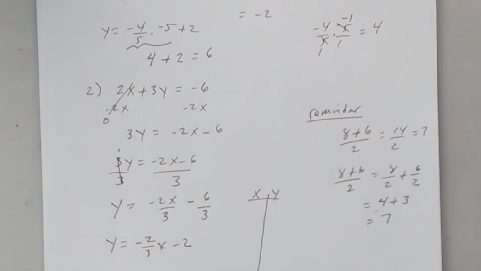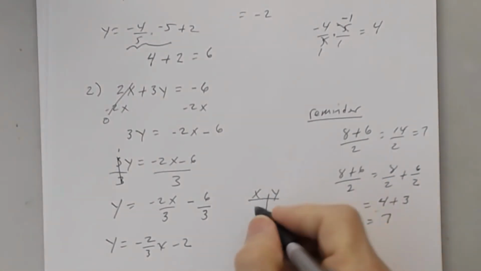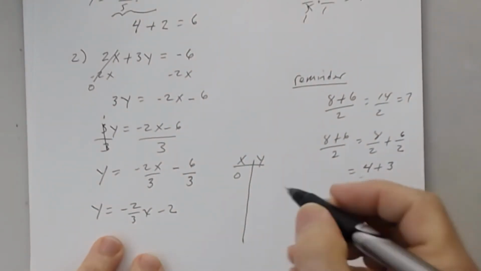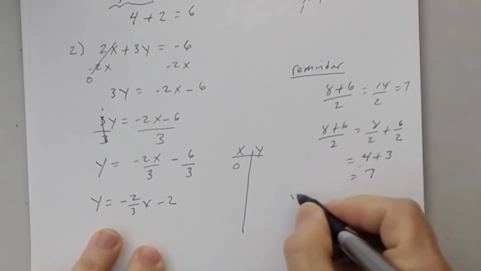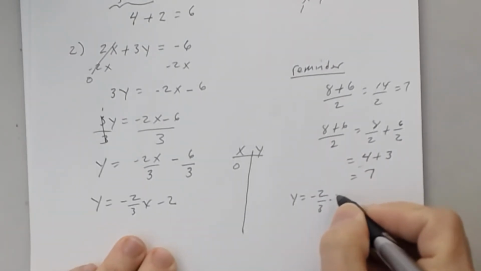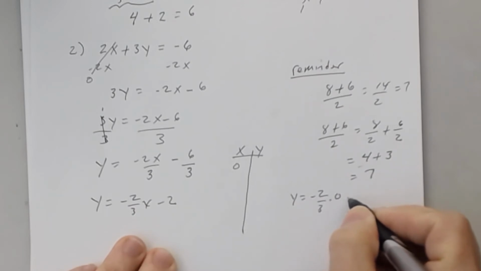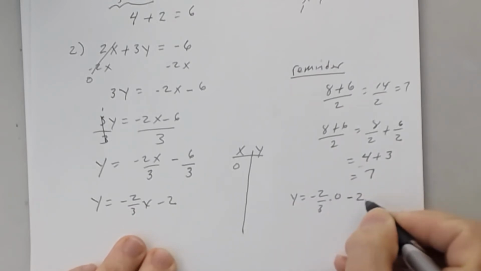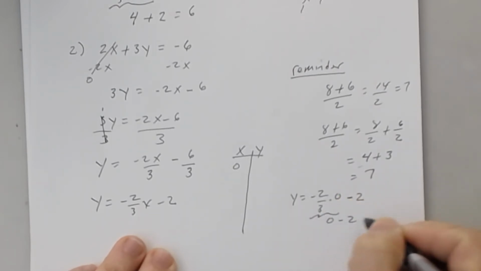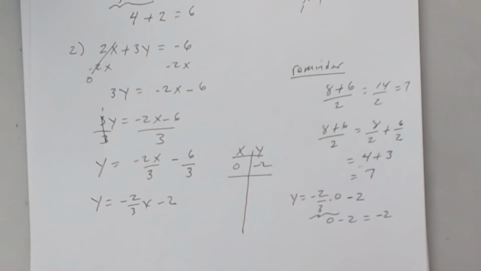What are you going to use for x? 0. All right, x is 0. And again, if you need to, write it out. I get y equals negative 2/3 times x. What's x? 0. And then what? Minus 2. Well, we all know that any number times 0 is 0. And what's 0 minus 2? Negative 2. So that's one of my points.